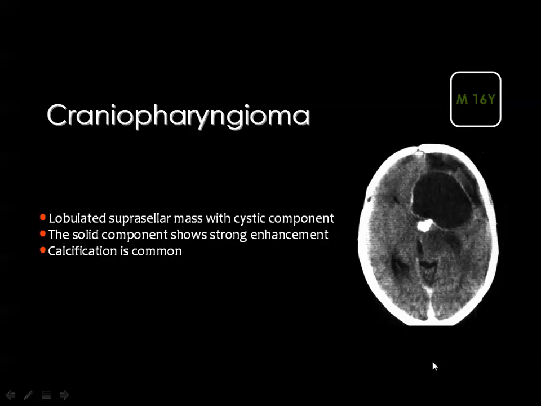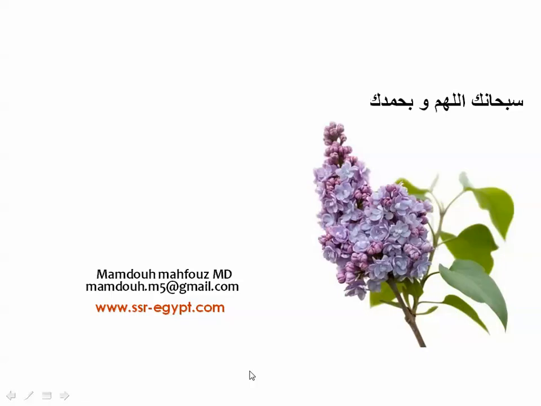Then one of the cystic lesions also intracranially is the craniopharyngioma, especially the adamantinomatous type, with characteristic cystic component, solid component, and calcification. And this will also be discussed in full detail in the lecture of the sella.